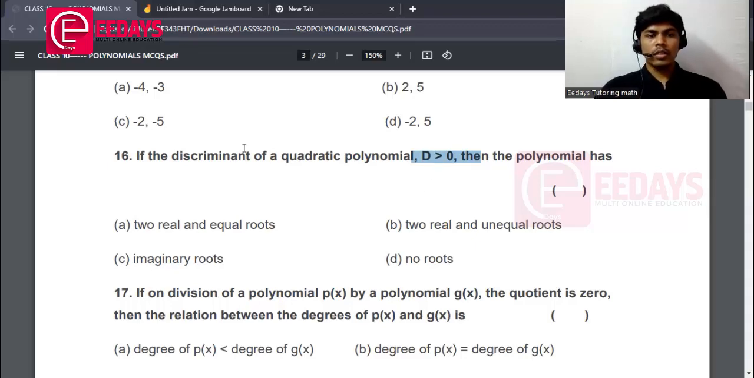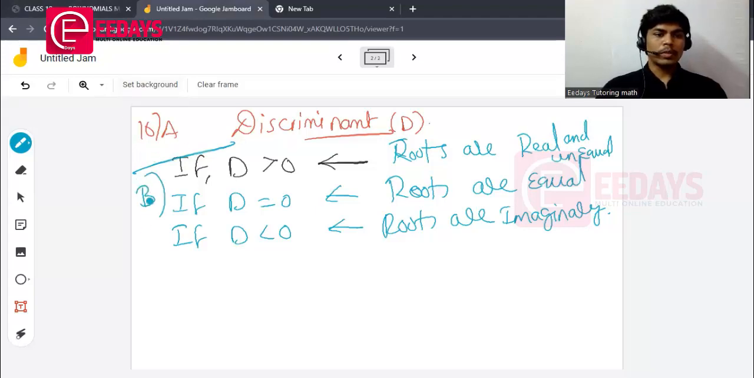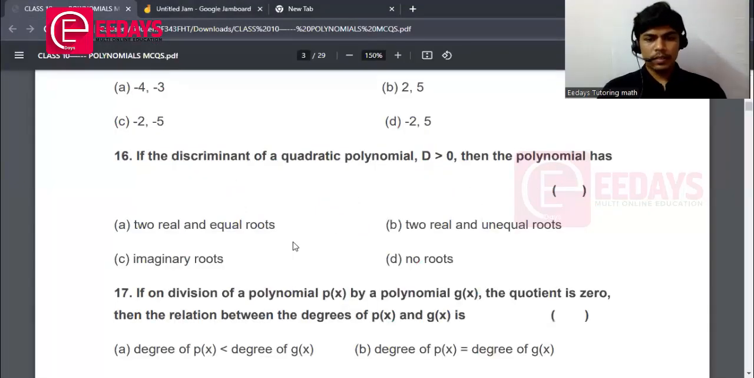So in this question, they have given D greater than 0. That's why the discriminant D greater than 0 gives two real and unequal roots. So option B is the correct answer. 16th question, option B is the correct answer.